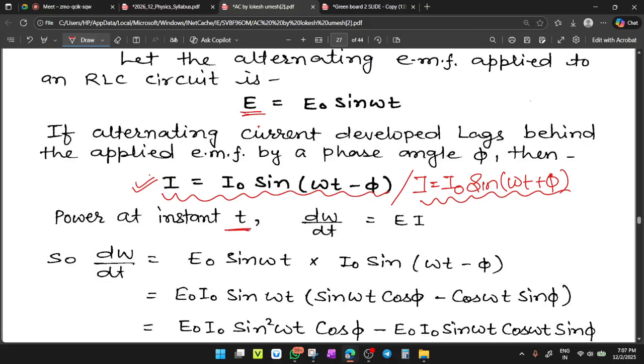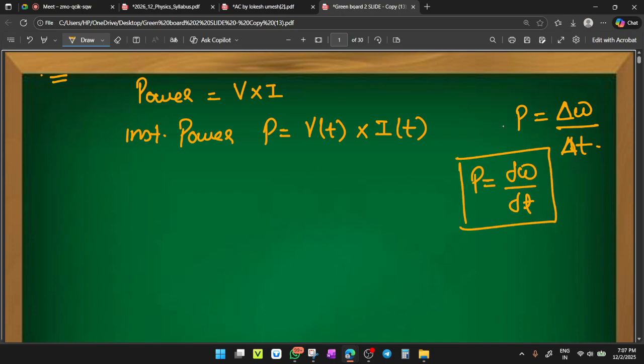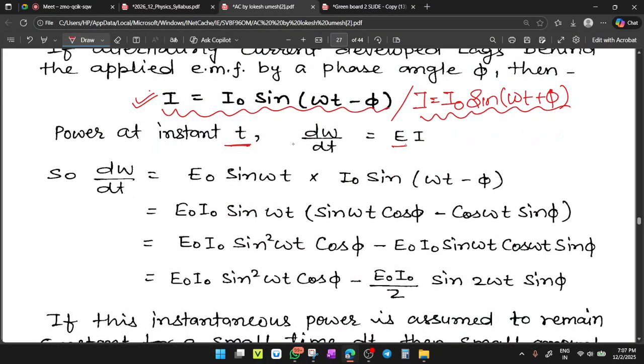So here the power is varying instantaneously. So we will use the formula: average power is given by P equals dW by delta t, and instantaneous power becomes equal to dW by dt. Fine. So this is for average power and this is for instantaneous power. P equals dW by dt. So it can be given by E into I. The value of E equals E naught sin omega t and the value of I equals I naught sin omega t minus phi. Clear?